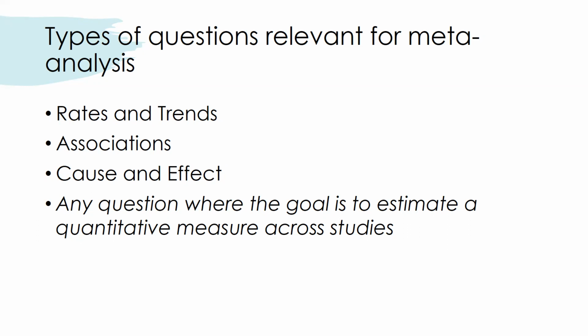We might be interested in associations, say, how income relates to academic achievement. Or we might be interested in cause and effect. We might be interested, for example, in whether or not an intervention is effective. That is a cause and effect question. We can basically use meta-analysis to analyze the results across a set of studies for any question where we have a quantitative measure.